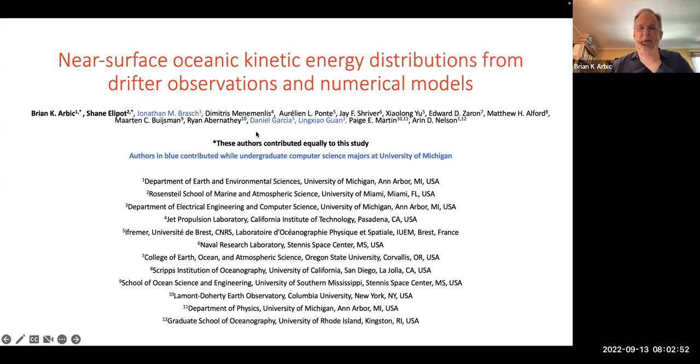So the main topic is the drifter comparisons. This work, I consider Shane Elipot to be basically a co-lead author. He's been working with drifters for years. By the way, he was Sarah's PhD student. I also want to highlight that there are many co-authors, and three of them were undergraduate computer science majors. As a professor, I like to involve some undergraduates in research.